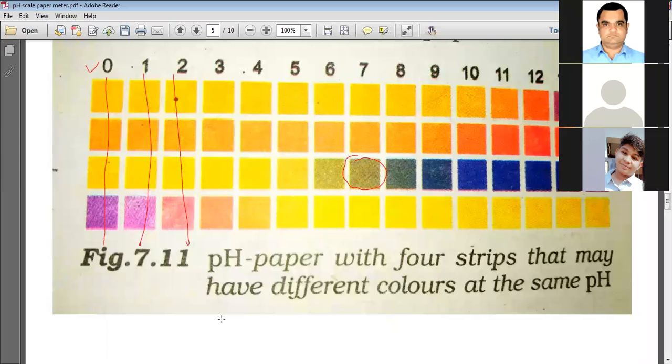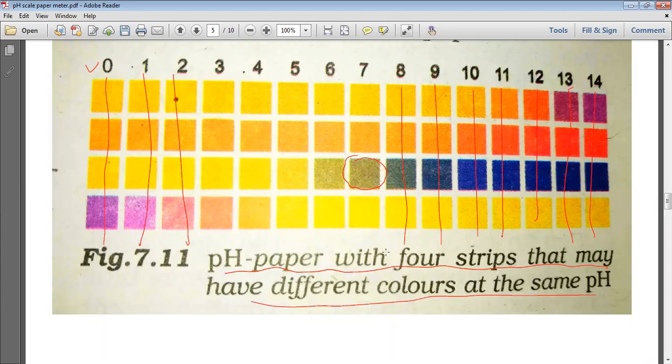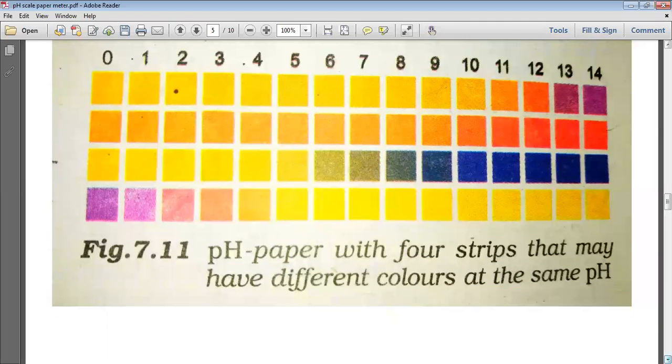Let's move forward. Then if we have 8, then 9 and 10, then 11 and 12 and 13 and 14. And this is how, my dear student, we understand the pH paper with 4 strips that may have different colors at the same pH. Now let's move and understand the next one.